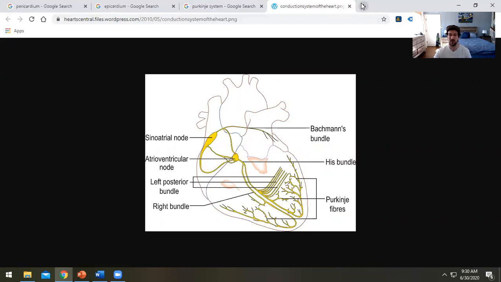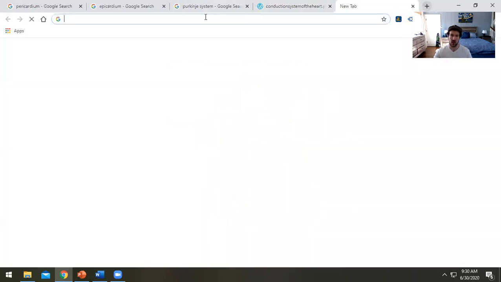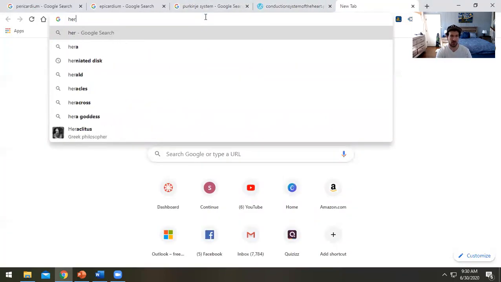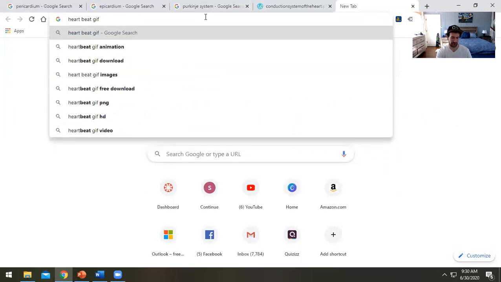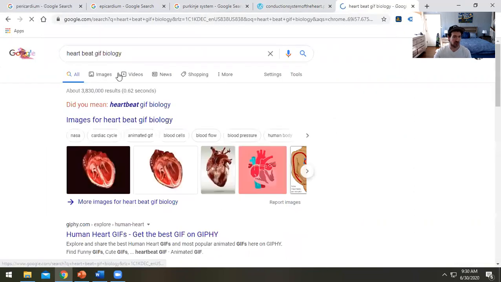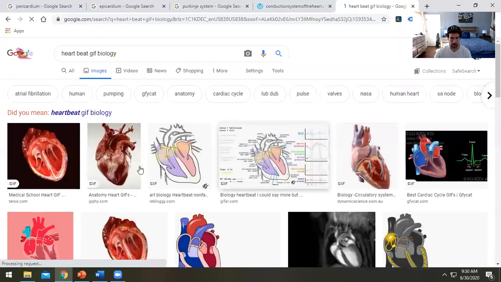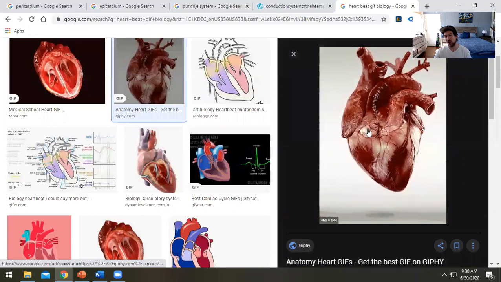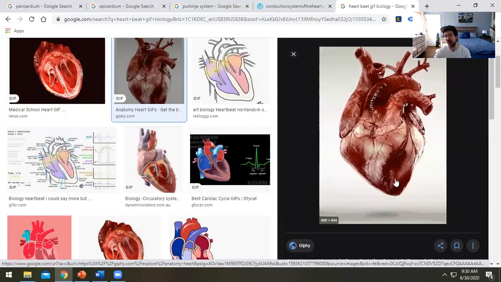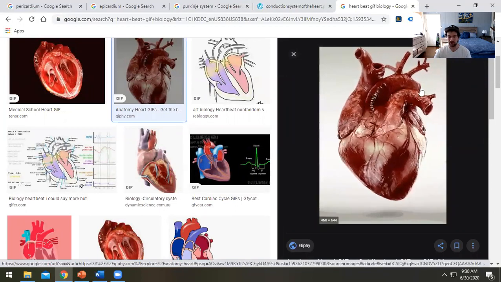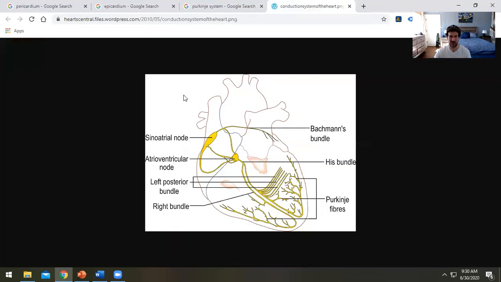So when you look at the heart beating, let's see here, a heartbeat GIF. I'm going to find the actual heartbeat. When you look at the way your heart beats, you'll notice it goes from high to low. Boy, that is disturbing. We'll click off of that. It goes from high contractions down to low contractions. That's why you have this little AV node here.